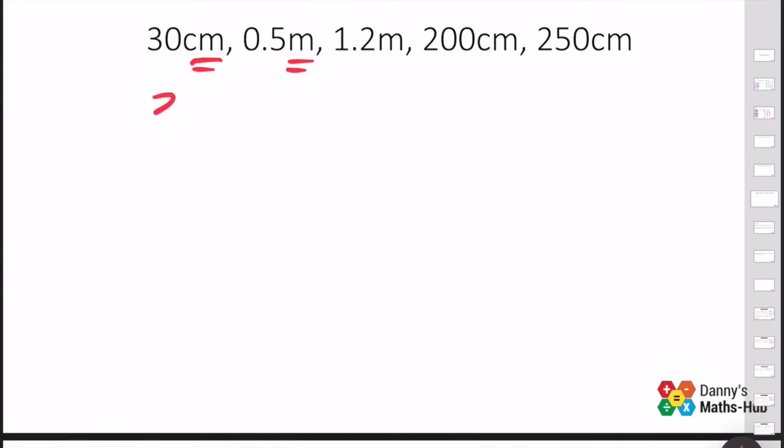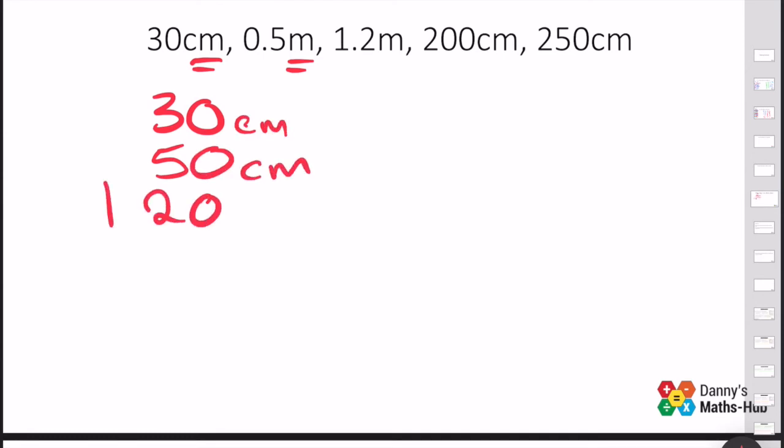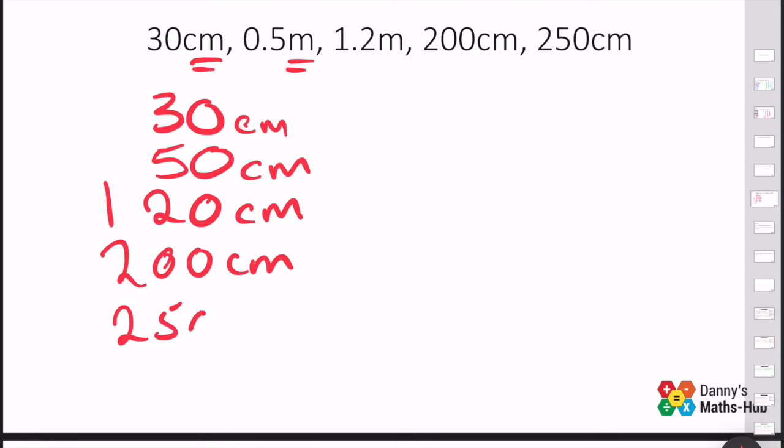So we have 30 centimeters. 0.5 meters is 50 centimeters. 1.2 meters is 120 centimeters. 200 centimeters is already in centimeters. And 250 centimeters is already in centimeters. Now there's no decimals here, but I can still use the same technique. I'll start off looking in the furthest left column.